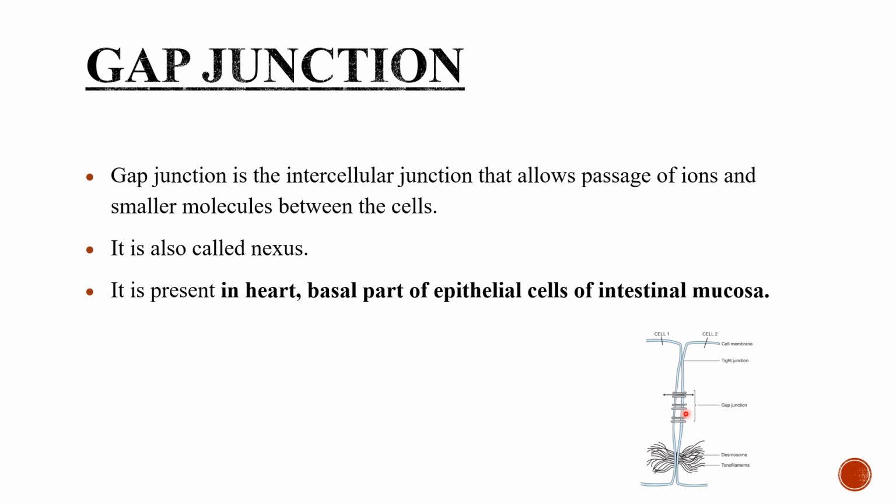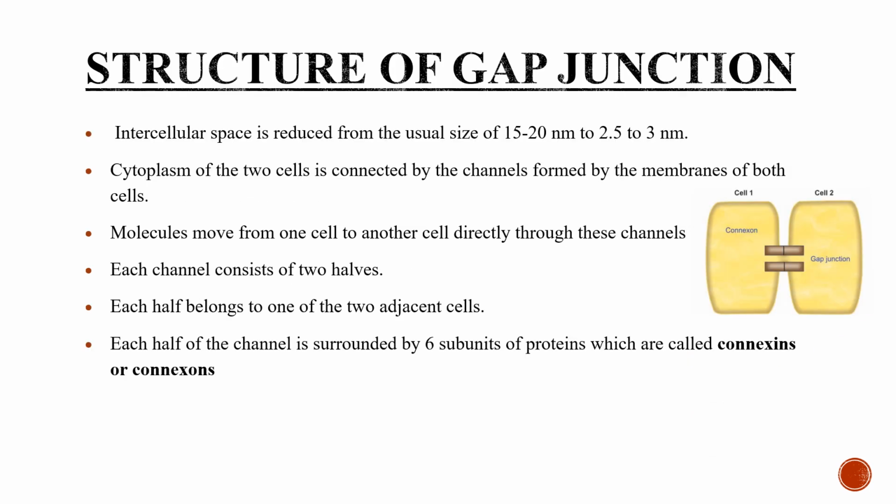And in the smooth muscle, there are two different types of smooth muscle: single unit and multi-unit smooth muscle. Single unit is similar to cardiac muscle, so there are many gap junctions even in the single unit type of smooth muscle. So what is the structure of gap junction?